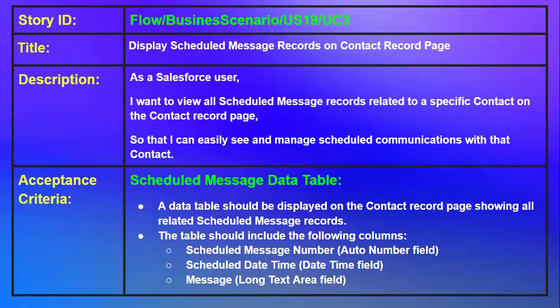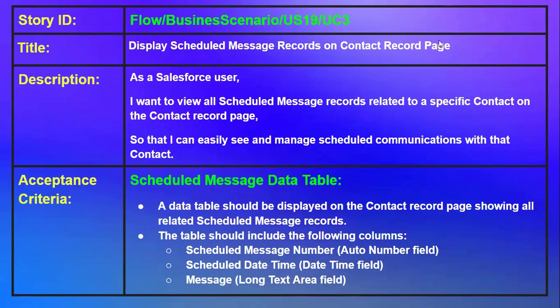The third use case is that the user wants to be able to see the contact-related scheduled message records. We know we don't have a direct relationship between the scheduled message and the contact record. We don't have any lookup or master-detail relationship, but we hold the record ID in a particular field. Based on that, in the related list, we need to display the contact-related scheduled message records. Let's see how we are going to implement this in this video.